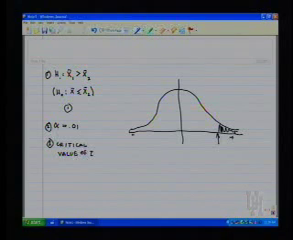Why do I get the sense that not everybody did this outside of class? What is the critical z value?